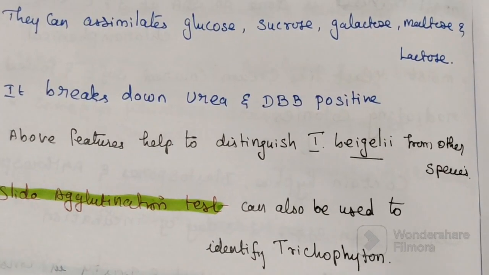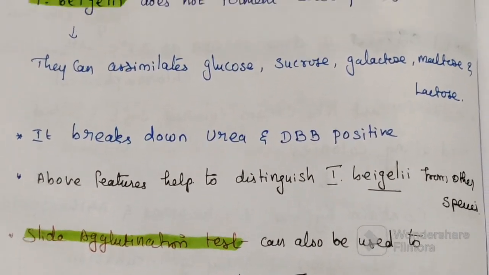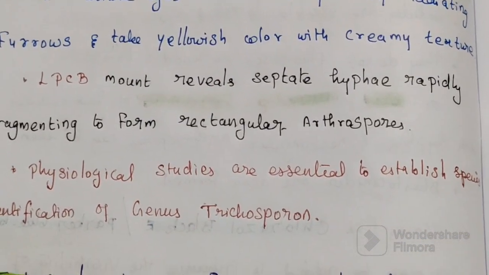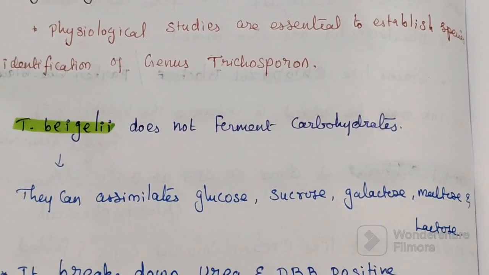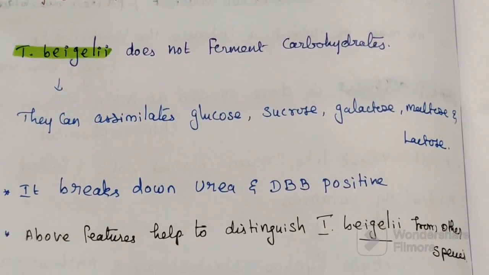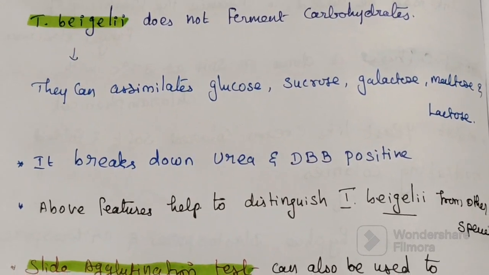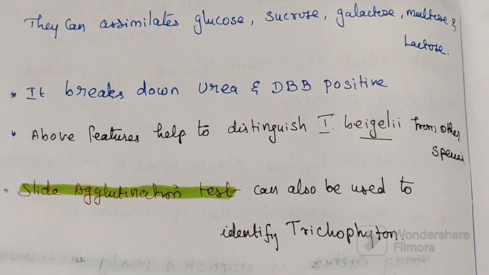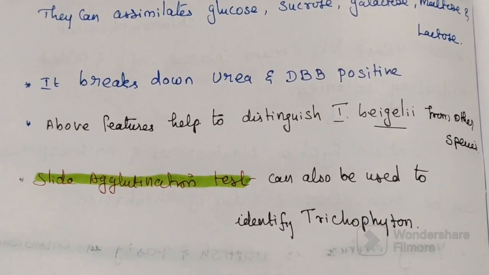Slide agglutination test can also be used to identify Trichosporon. So these are the tests we are using: slide agglutination test, lactophenol cotton blue, and physiological studies. It cannot ferment carbohydrate, assimilates glucose, sucrose, galactose, lactose, breaks down urea, and is DBB, Diazonium blue B positive. The slide agglutination test is also used for identification.